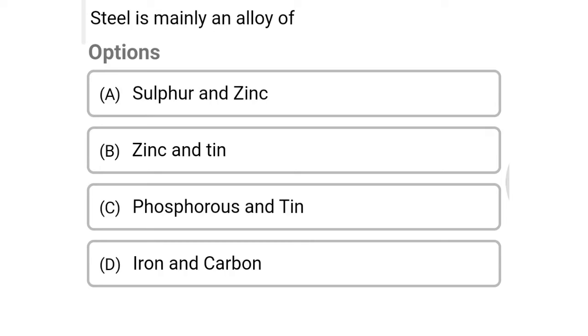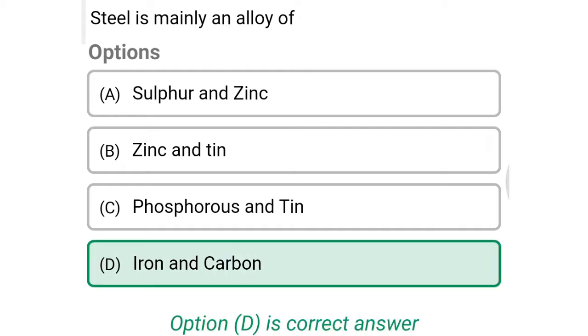Today we are going to see the MCQ of limit state of design for steel. So the first question, steel is mainly an alloy of option A sulfur and zinc, option B zinc and tin, option C phosphorus and tin, option D iron and carbon. So the correct answer is option D iron and carbon.